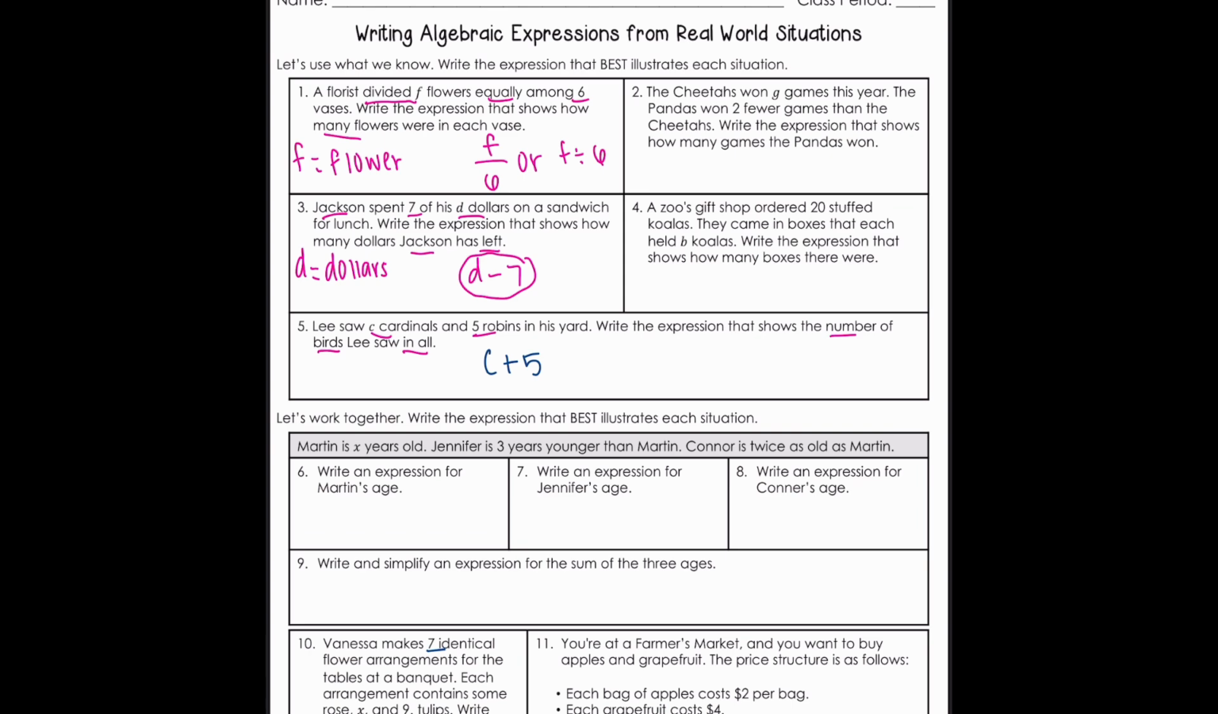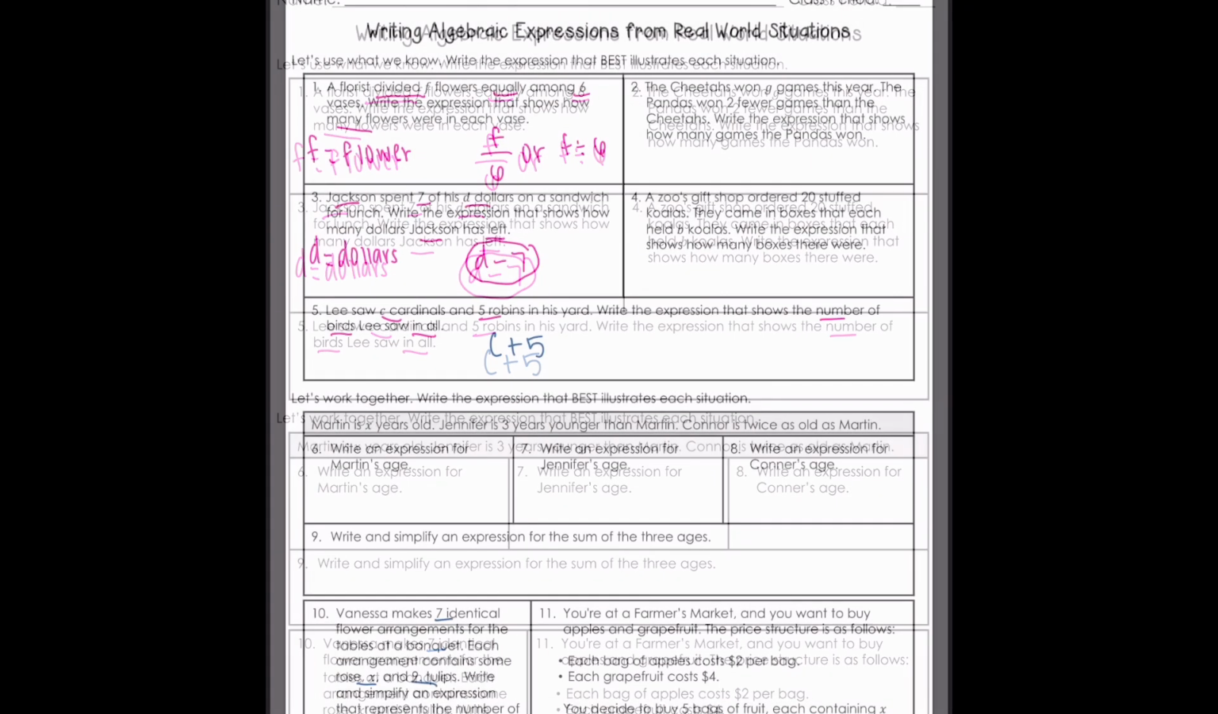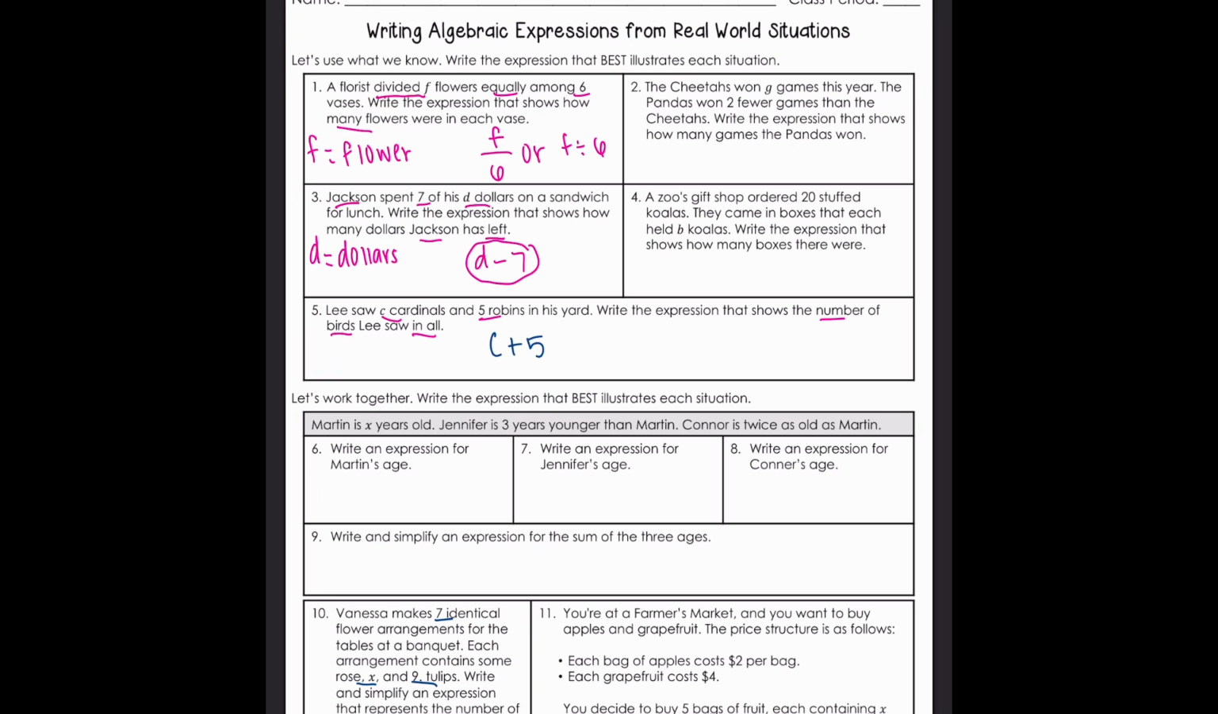Okay, and this last part we've got here, it says go to number 11. You're at a farmer's market and you want to buy apples and grapefruit. The price structure is as follows. It says each bag of apples costs $2 per bag. Each grapefruit costs $4. Okay, you decide to buy 5 bags of fruit, each containing X bags of apples and 1 grapefruit. Okay, so let's figure out what that looks like.